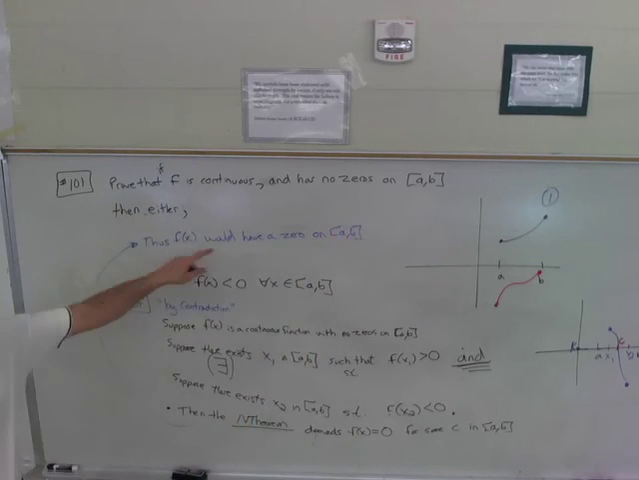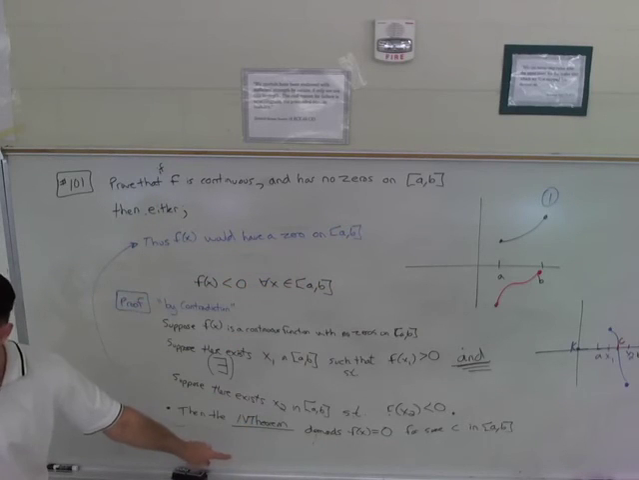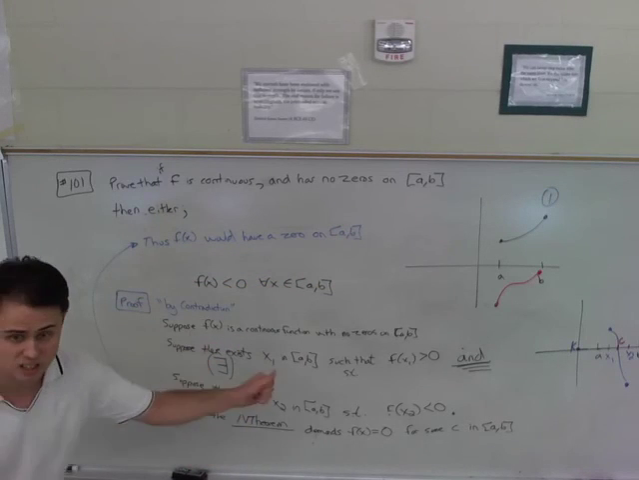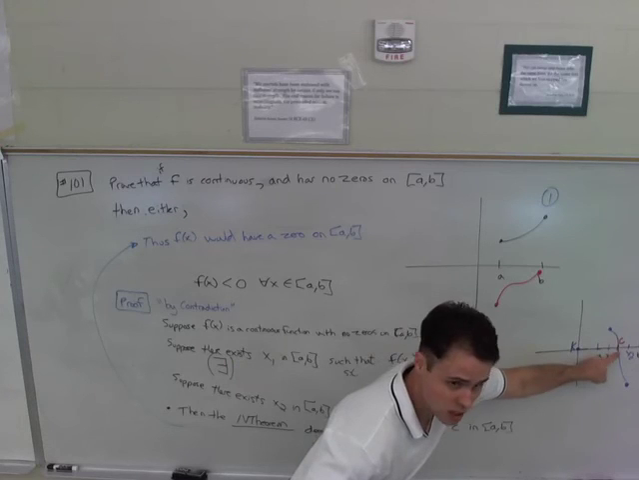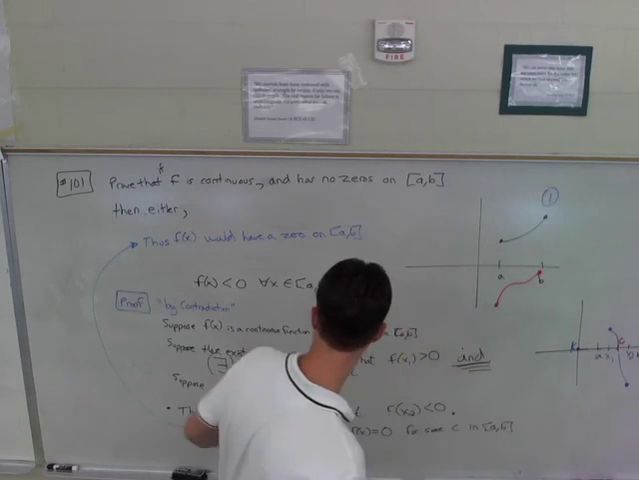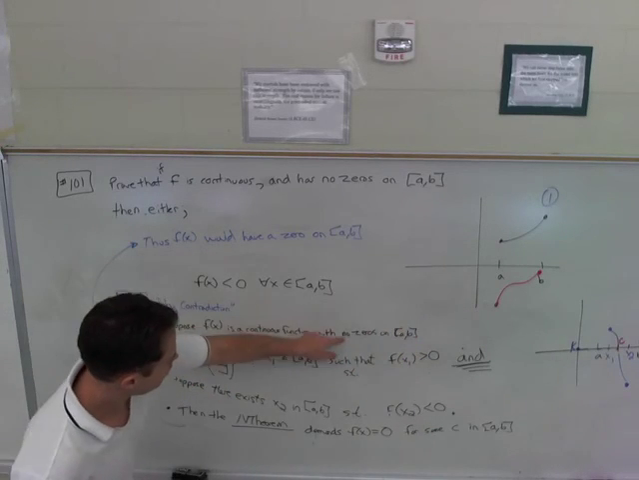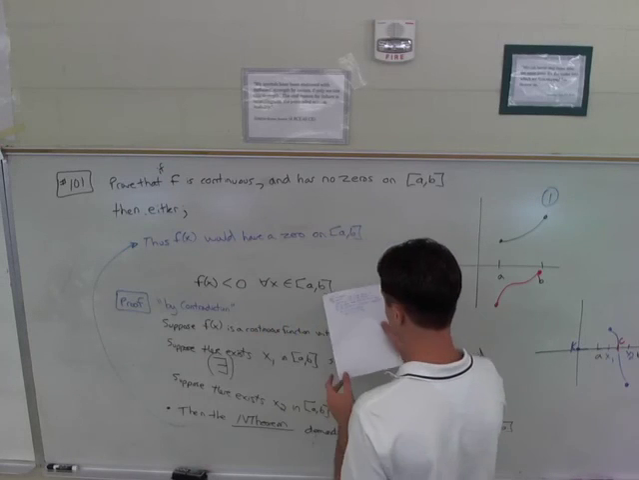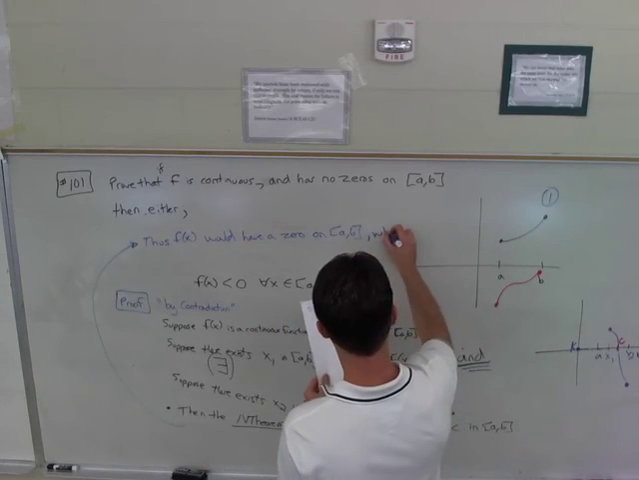So thus f of x would have a 0. Are we agreed? The intermediate value theorem says we can pick k equals 0 and we get a value c that will be a 0. And what's the problem with that? What do we assume right here? We assumed no zeros. That's a contradiction. I'll put contradiction in big letters.